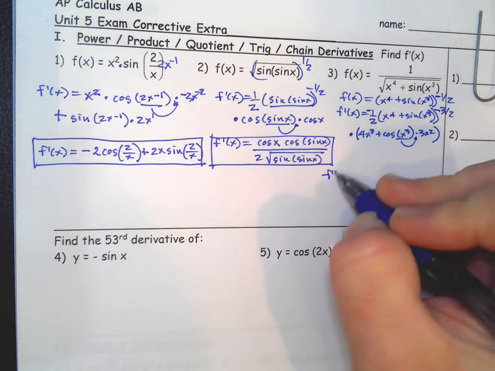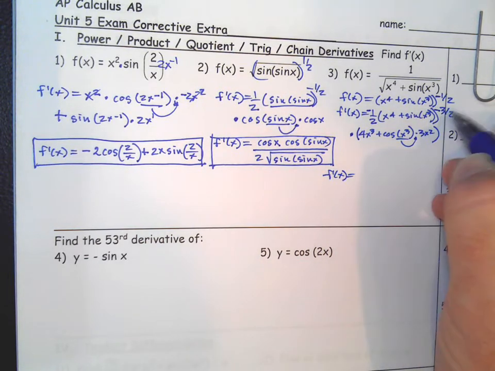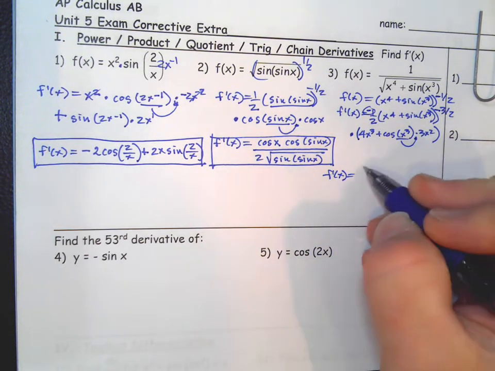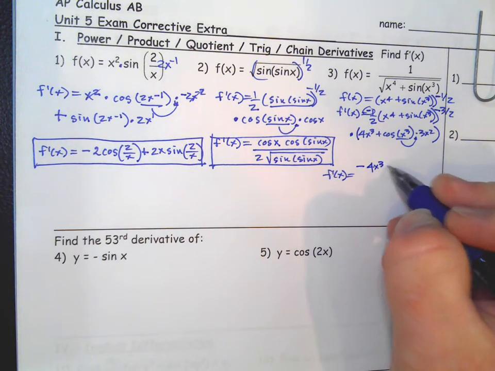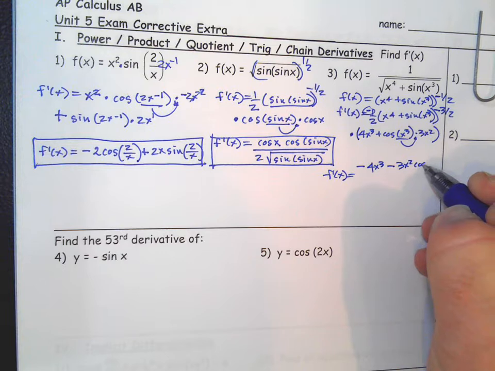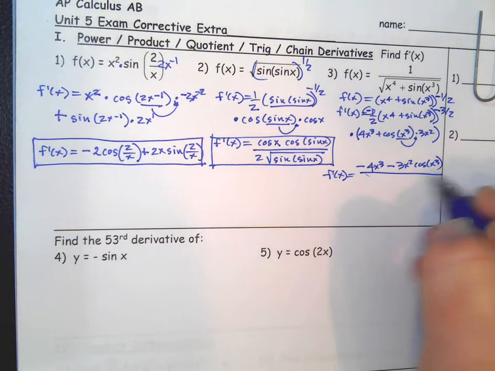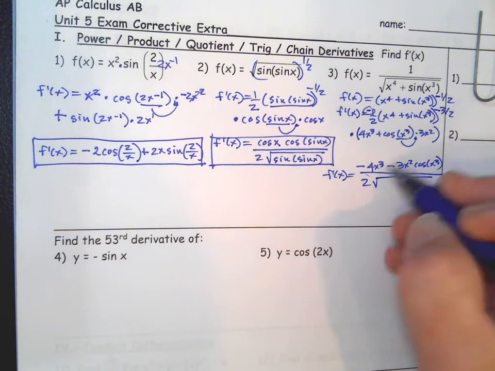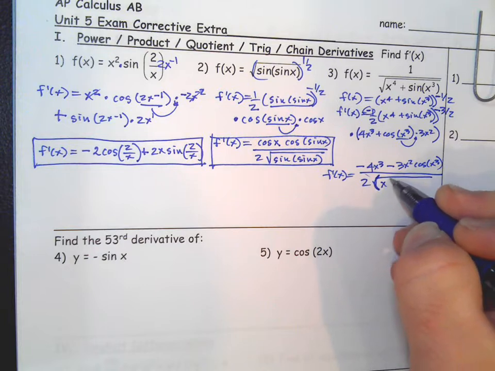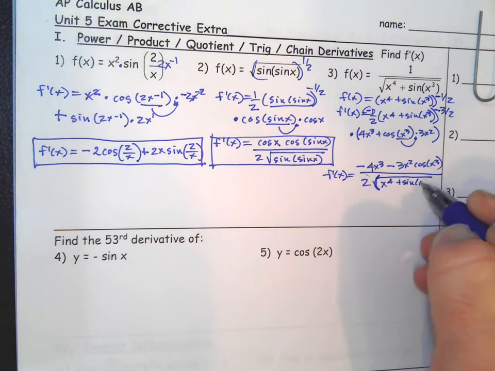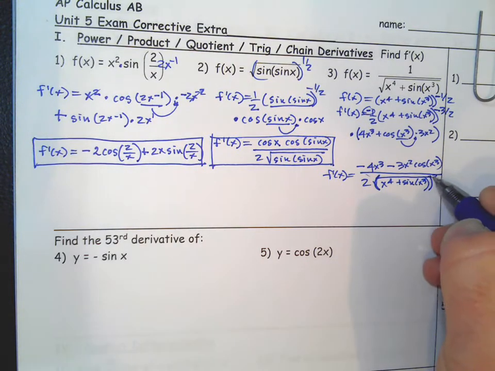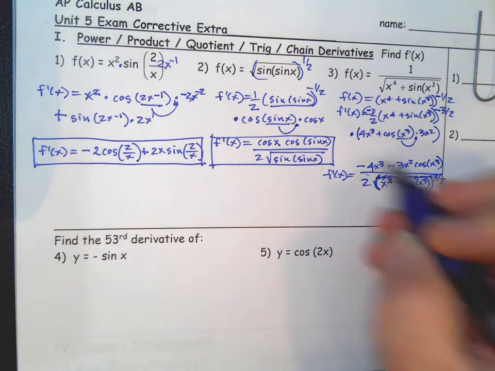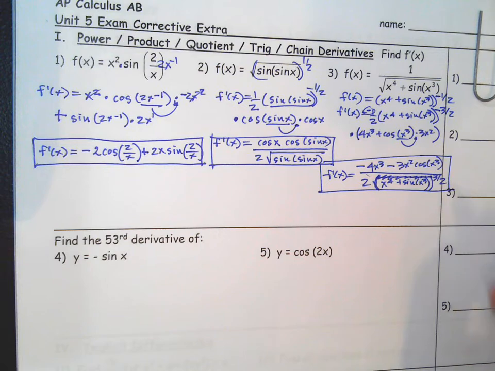Final answer, this is going to end up on the bottom because of the negative exponent. This is all going to be the top. But there is a negative right here that we could just distribute to everything. Negative 4x cubed minus 3x squared cosine x cubed, all over 2 square root. Well, I probably won't do a square root. I'm going to do x to the 4th plus sine x cubed to the 3/2 power. You could do square root and then cube it, or it's fine if you just want to leave it to 3/2. But no negative exponents.